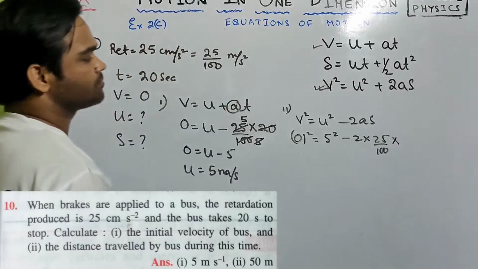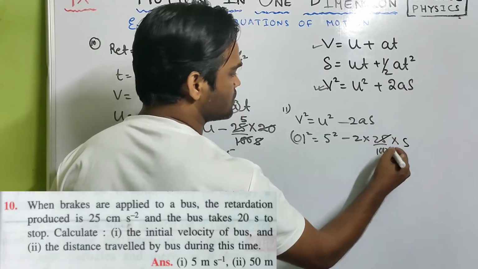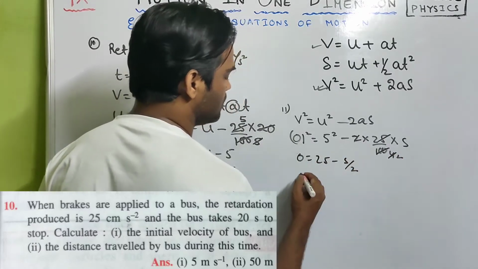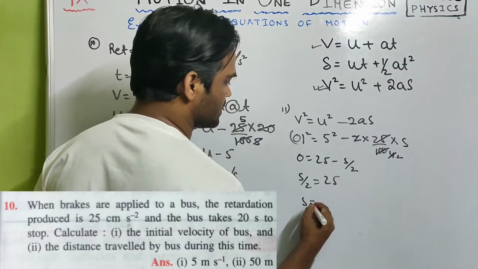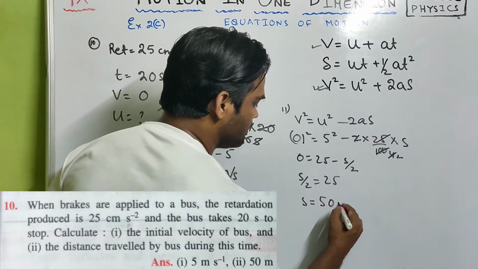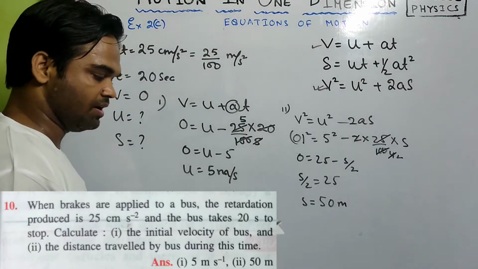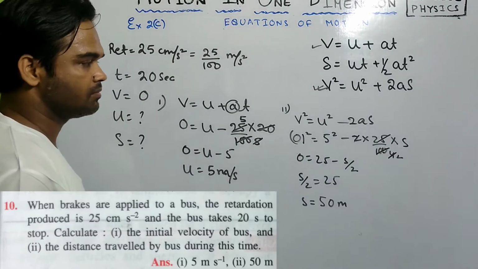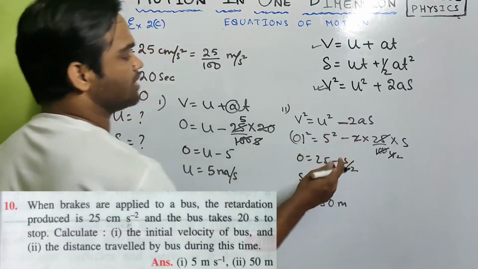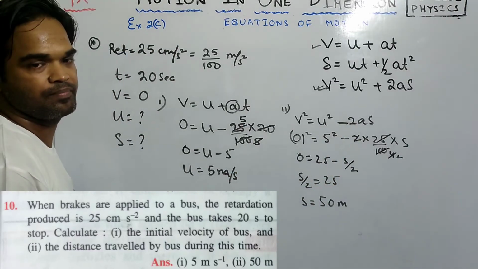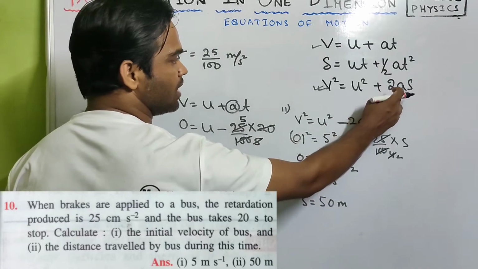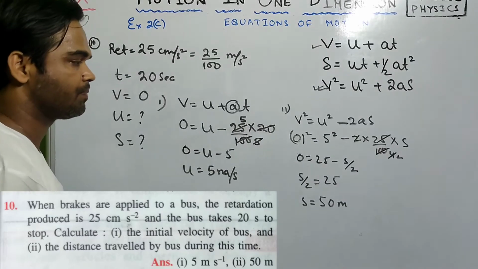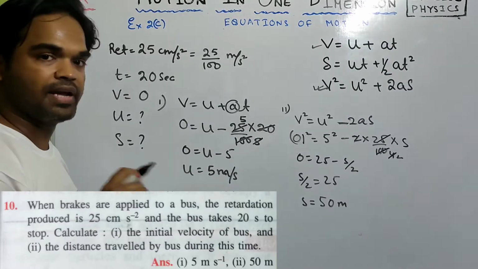And S is how much? S we don't know. Let us calculate. This is 4 times, 2 times. So 0 equals 25 minus S by 2, which means S by 2 is 25, which means S is how much? 50 meter, which means the distance traveled by the bus during this time will be 50 meter. Am I clear or not? Just be careful with this negative sign. This sign comes because of retardation. Okay? If you are using plus, then instead of A you should write minus 25 by 100. It will come the same. Done.